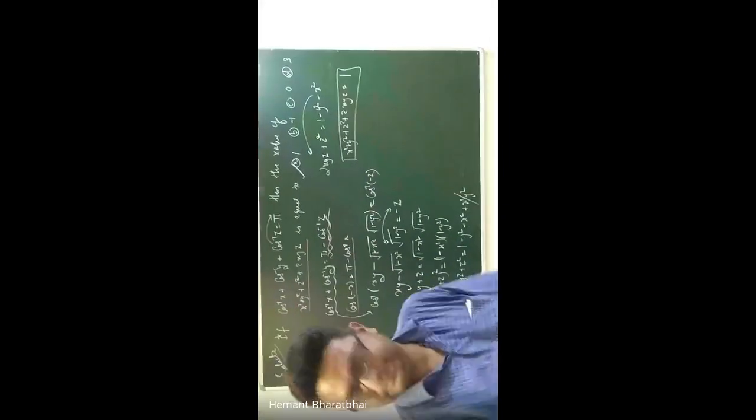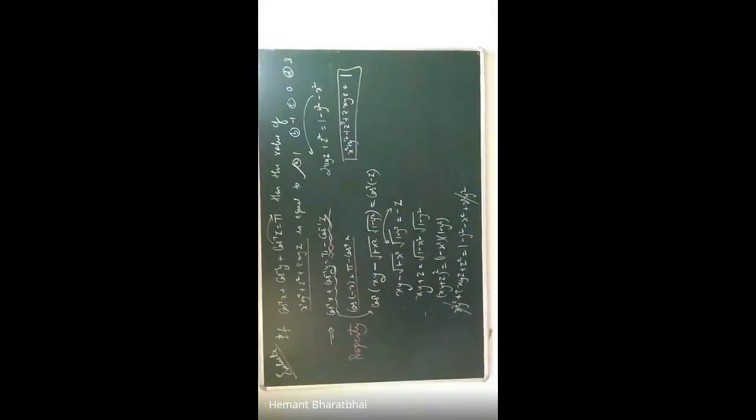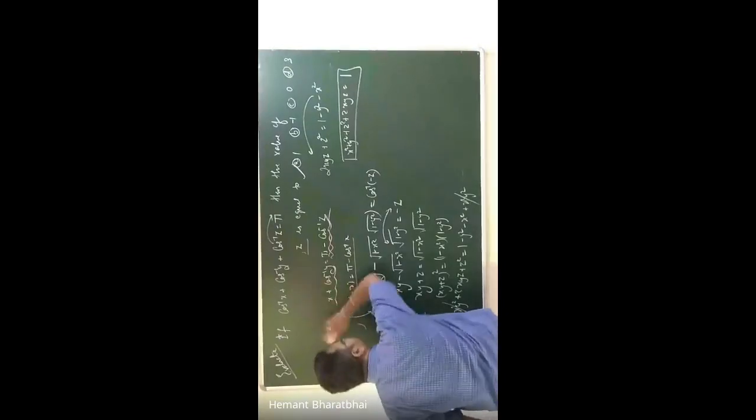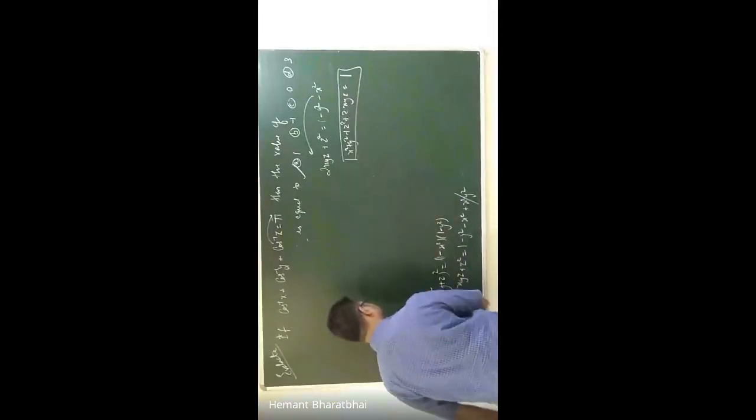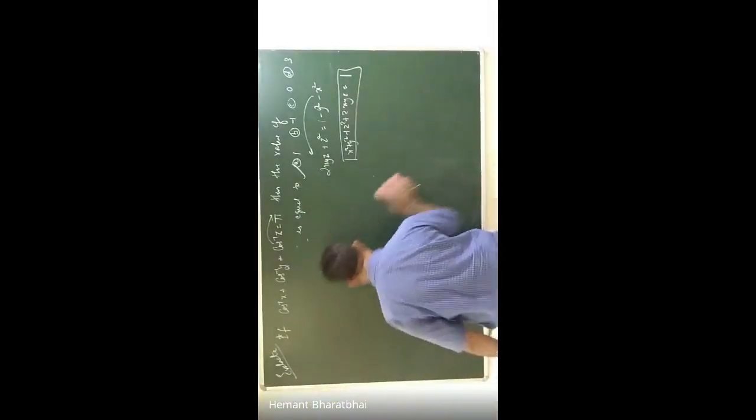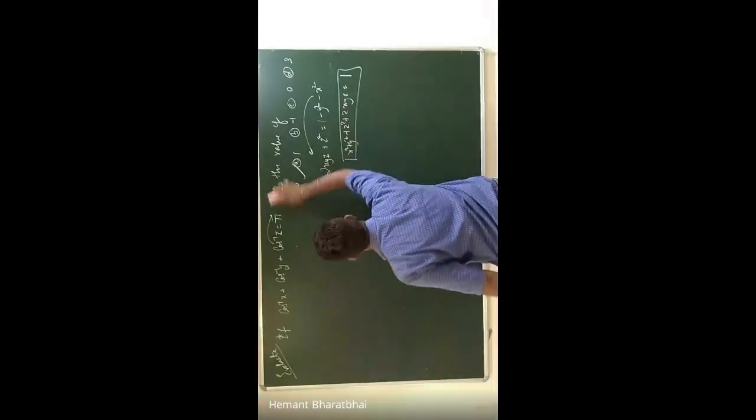Okay, so yes, we have option number A. Clear? Okay, let's do the next numerical. So, a similar kind of numerical. Next, this inverse trigonometry is completely on formula. Next numerical, it has come in 2005, IIT in the year 2005.